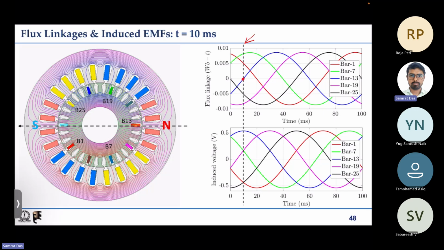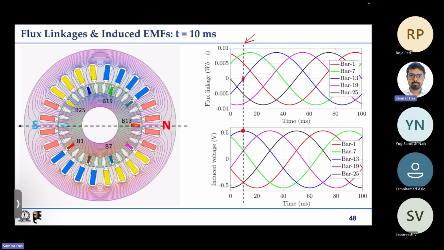And if we take differentiation of that, if it is sine theta, then differentiation of that will be cos theta. So if there is a zero crossing, where the value is going from negative to positive, then you expect that it will be cos. So the peak will appear there. So this is about the flux linkages and induced EMFs that I have discussed.